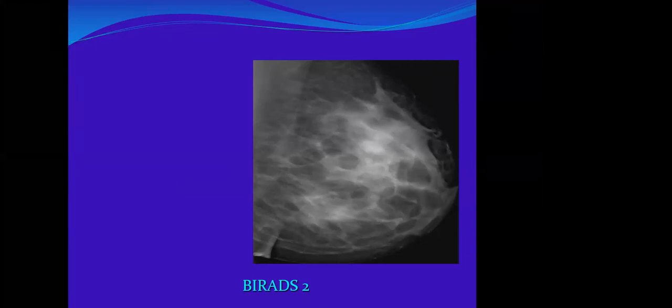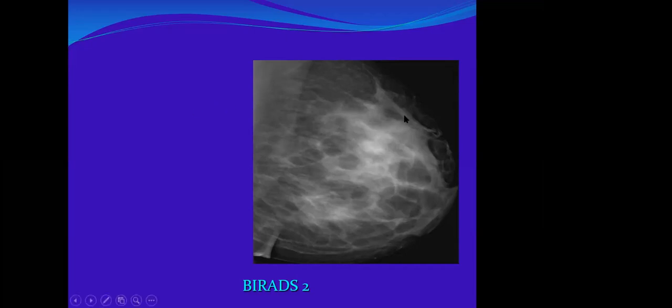Can you see an abnormality here? It looks like fibroglandular, fibrocystic breast or dense breast, something like that. Can you see an abnormality? Anyone see? There is a fat density lesion. We are talking today about asymmetries. Can you see any asymmetry?